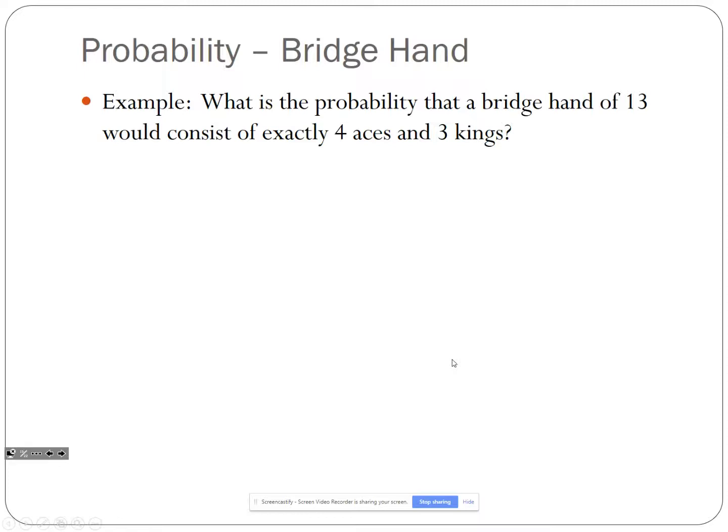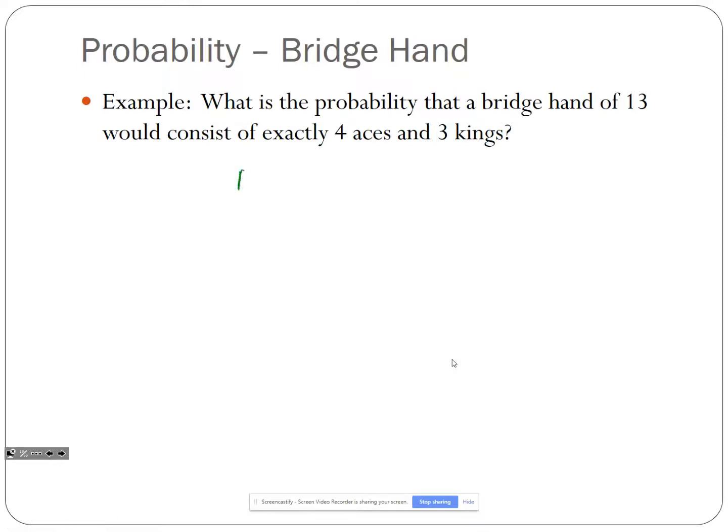Here's the question. What's the probability that a bridge hand of 13 cards would consist of exactly 4 aces and 3 kings? I'm not a bridge player, but I can picture a hand of 13, and they want 4 aces in that hand and 3 kings. Again, we're looking for probability. So we need to figure out the number of ways we can get that specific hand divided by the total number of ways you can be dealt a hand of 13.